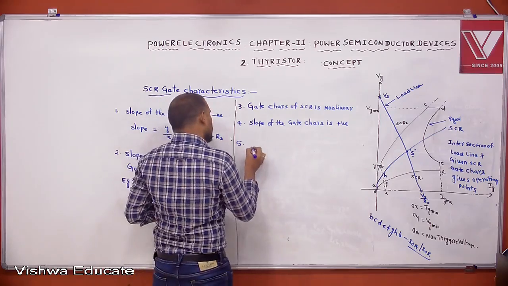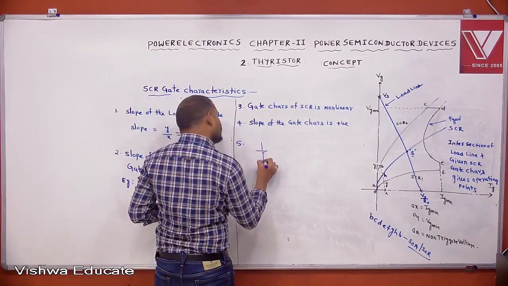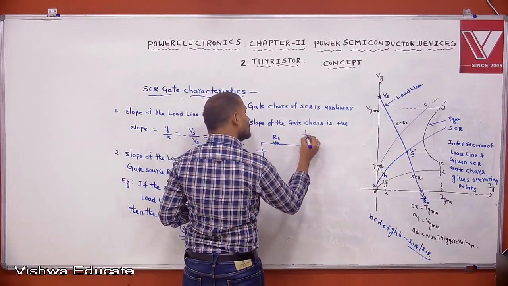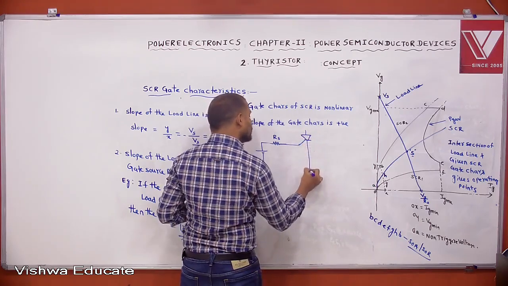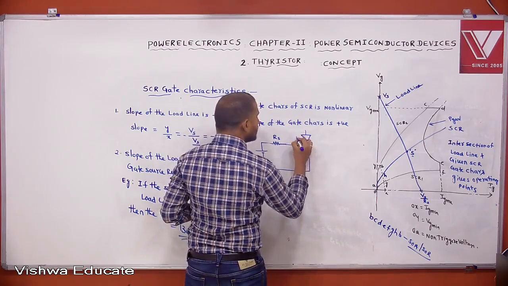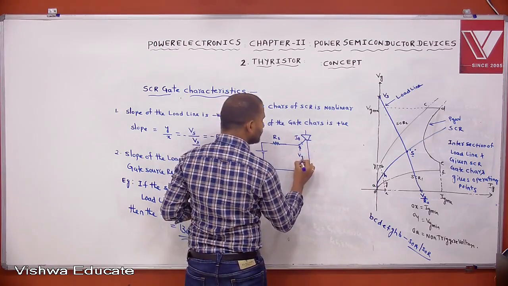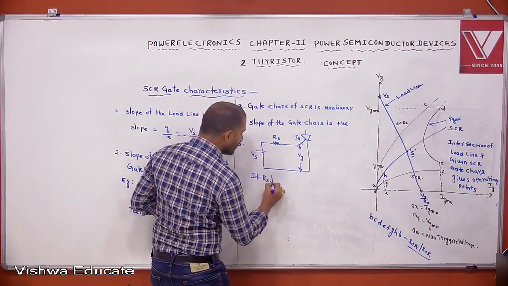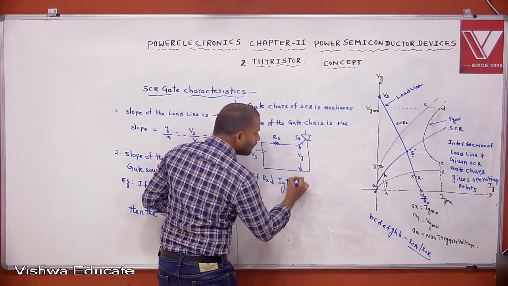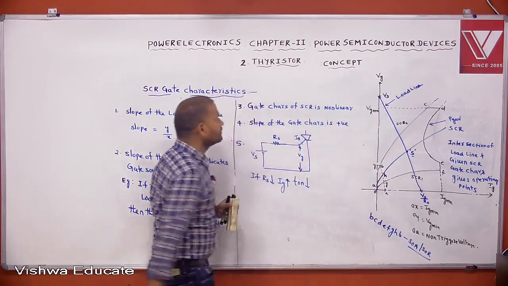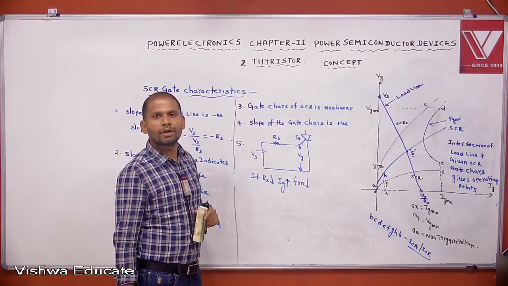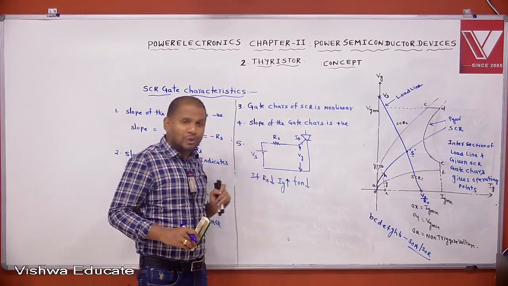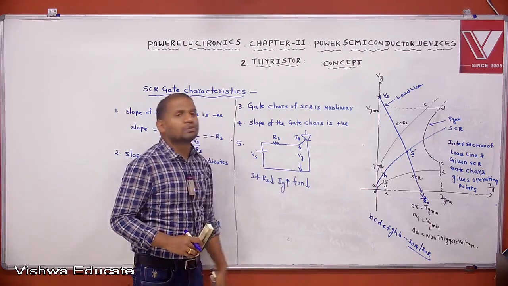We know that this circuit is given like this. This is the gate source resistance, RS. This is the gate trigger voltage, VG, and the gate trigger current is IG. This is VS. For example, if RS reduces, what happens to IG? It increases. If IG increases, what happens to the turn on time? It reduces. That means if you design the gate source resistance with a minimum value, the turn on time is reduced.